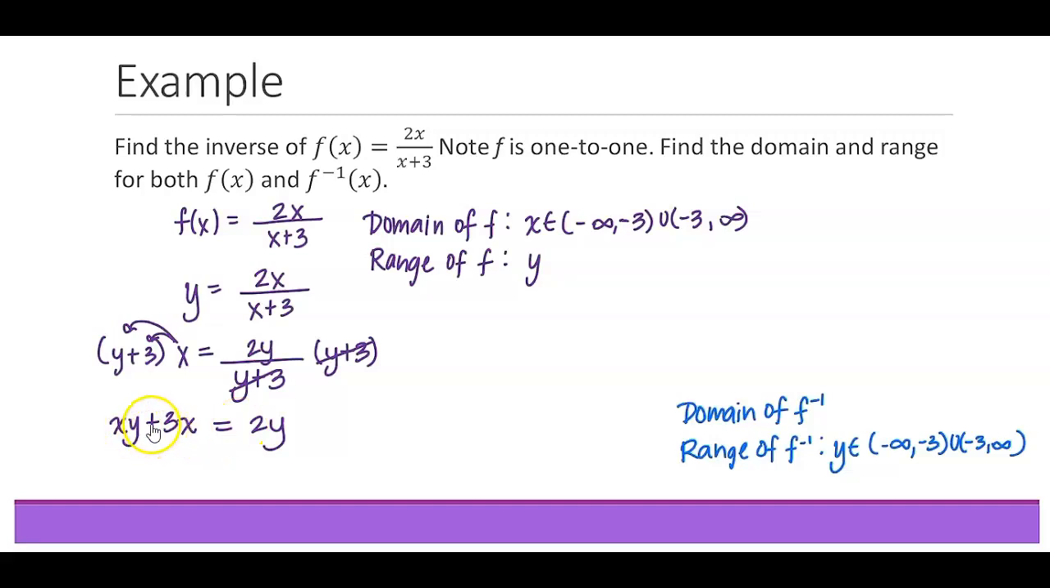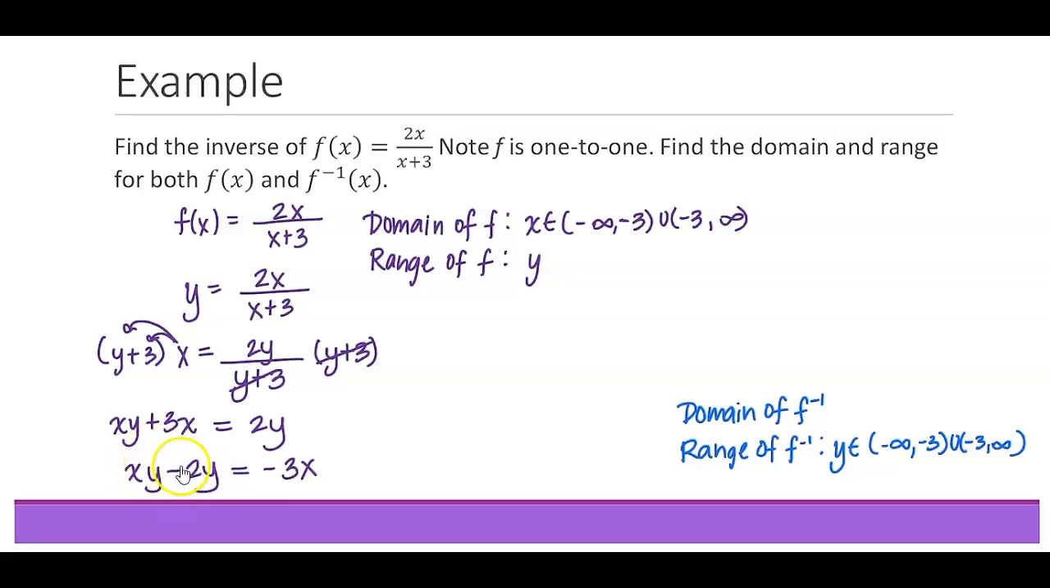And so now how that helped us is that now I can do some rearranging. I can go ahead and get the 2y on the left side if I subtract it over, and I can subtract over the 3x to the other side. So I'm collecting my terms with y on one side of the equal sign. I have xy minus 2y is equal to negative 3x. So I subtracted and then I subtracted to the other side.